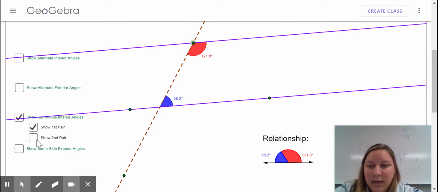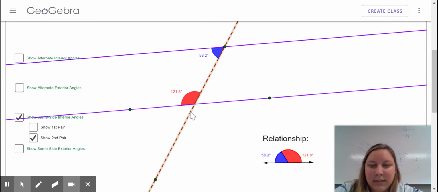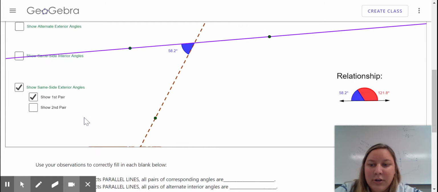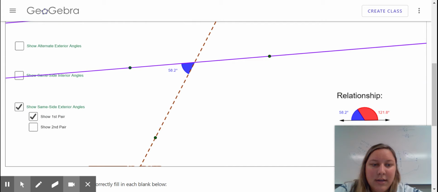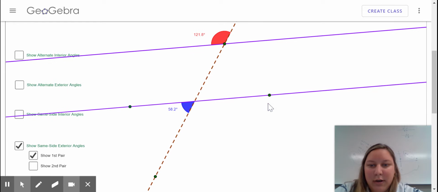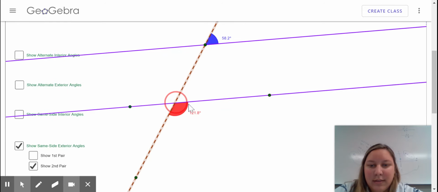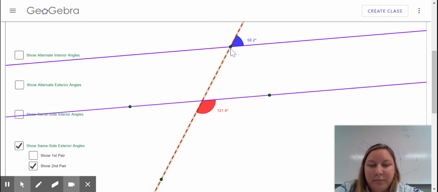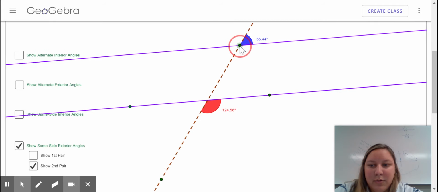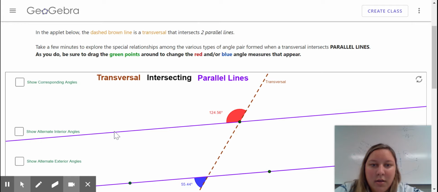And then there's the other pair of same side interior. There's also same side exterior. You don't see this often. Again, they're both supplementary. They both add up to 180. This is not as popular, but notice that these two angles add up to 180 as well.